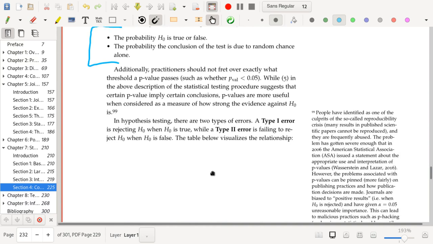So additionally, practitioners should not fret exactly about the threshold the p-value passes. Oh my gosh, there's just so much to be said about this. So journals, for some reason, really like p-values less than 0.05. Now, I can't say for certain because I have not tried to publish in a biomedical journal or an economics journal that's about economics and not about econometrics, where you're trying to make statements about economics.